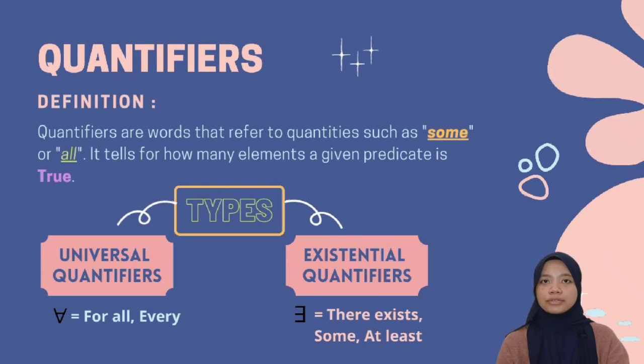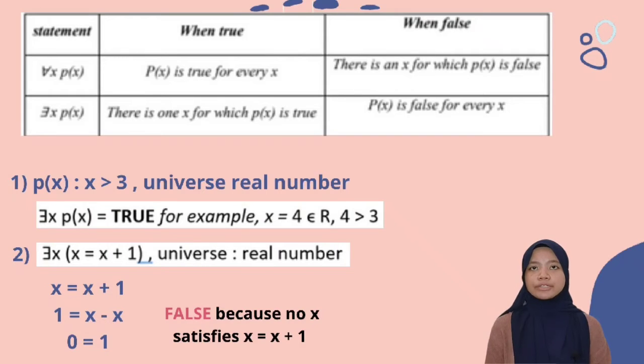The symbol of universal quantifiers means for all and every. Meanwhile, the symbol of existential quantifiers means there exists, some and at least. How do we know if the statement is true or false? If the statement is for all x P(x), it will be true when P(x) is true for every x. Meanwhile, the statement will be false if there is an x for which P(x) is false.